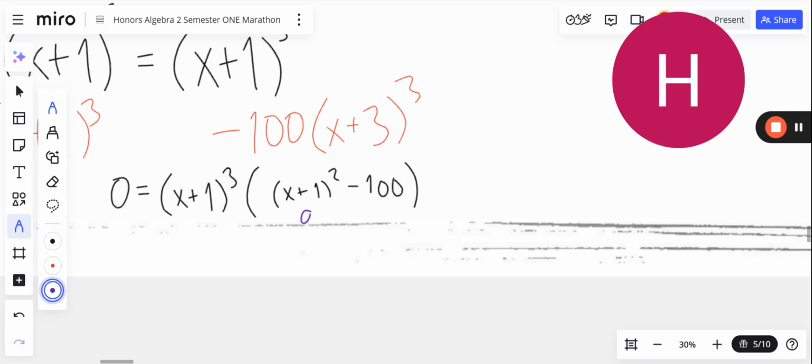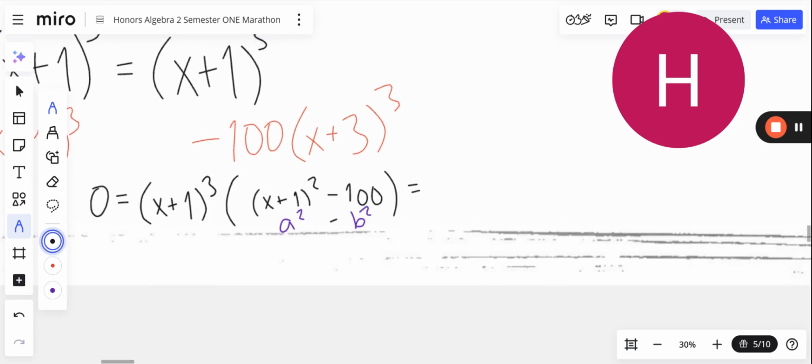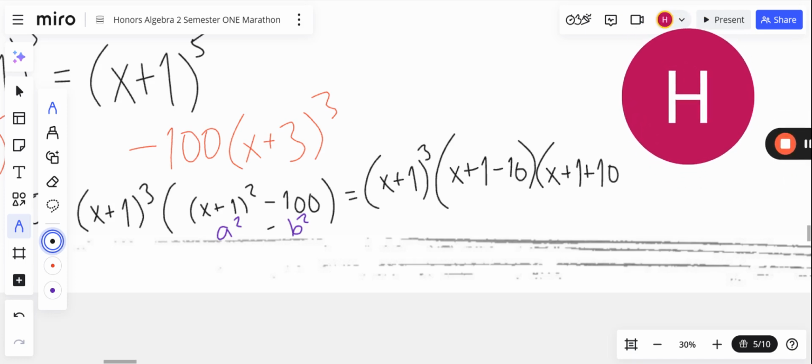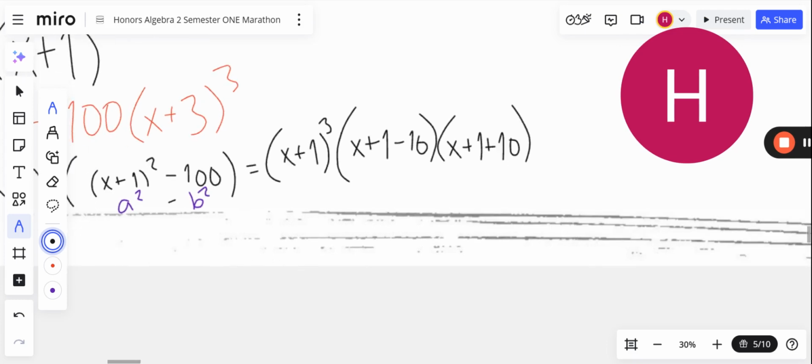This is in the format of a squared minus b squared. So this is going to be equal to x plus 1 cubed times a minus b times a plus b. And so if we simplify those factors a little bit better, this would be x plus 1 cubed, x minus 9, x plus 11.